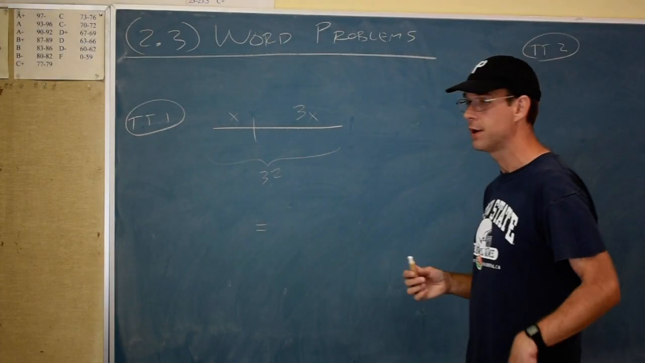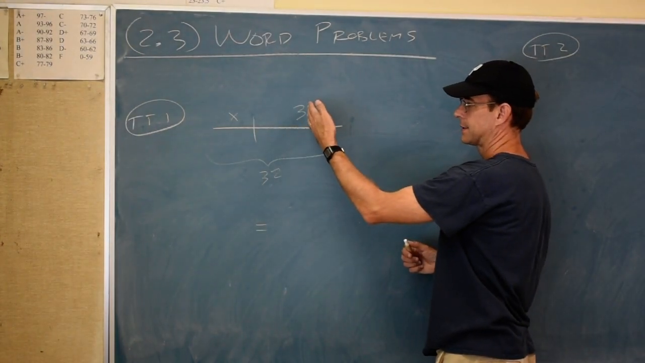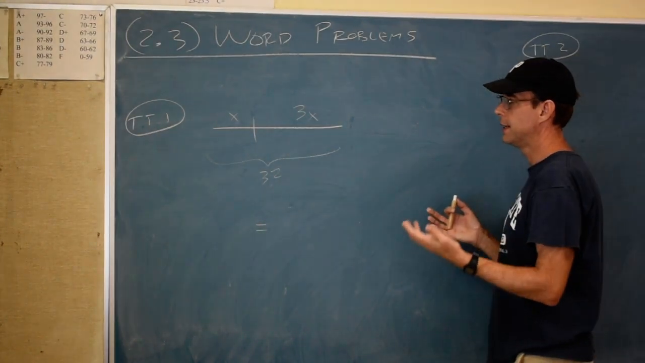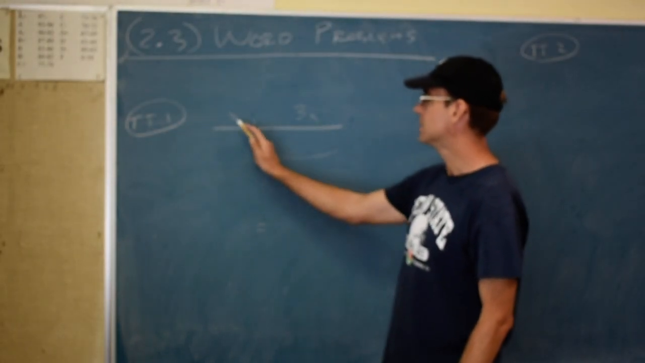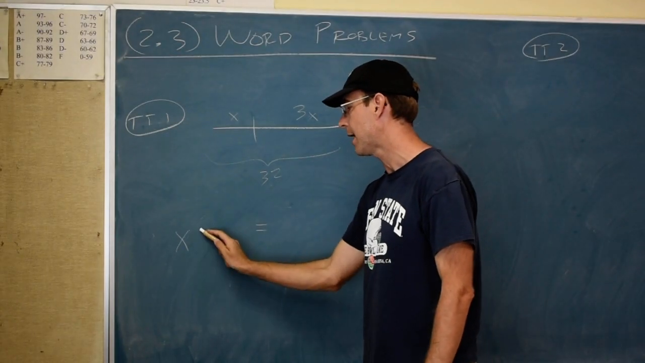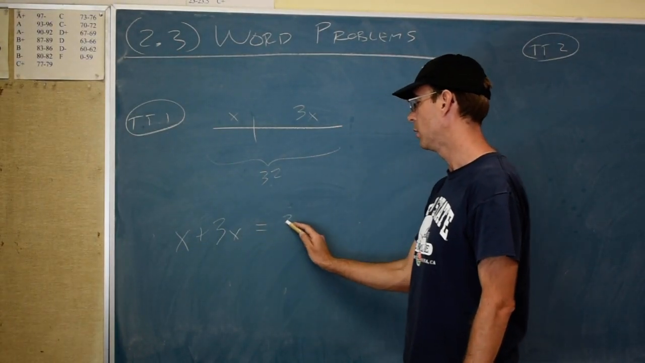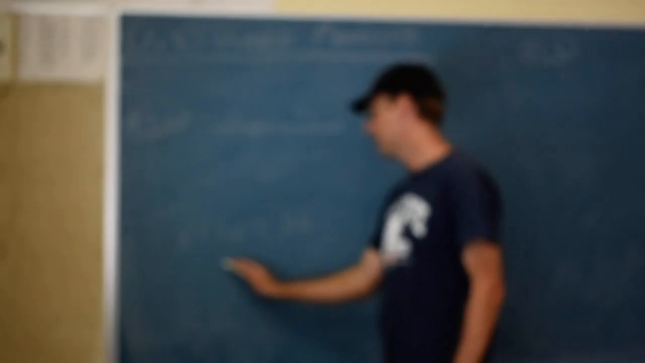We need to somehow interrelate these numbers. There's an x, there's a 3x, there's a 32. We need to describe sort of how they all go together. The relationship is that the little piece plus the big piece, if we put all the pieces together by adding them, it would equal 32. So step 2, mission accomplished. We've got an equation. Then we'll solve.